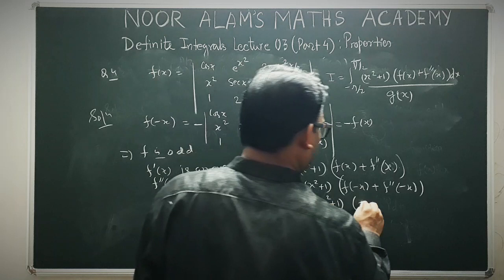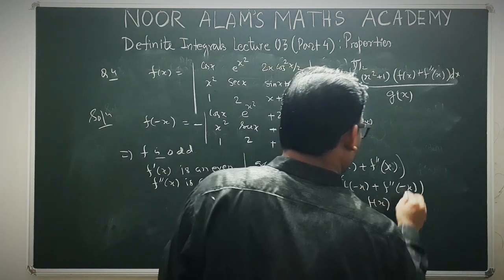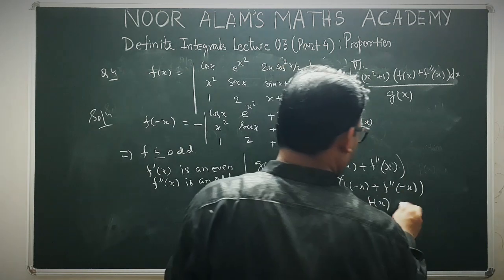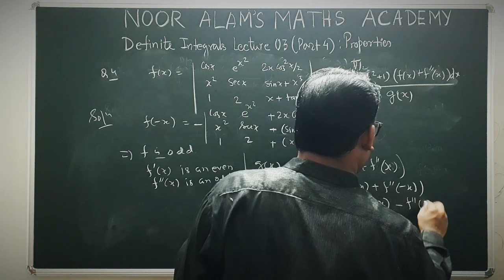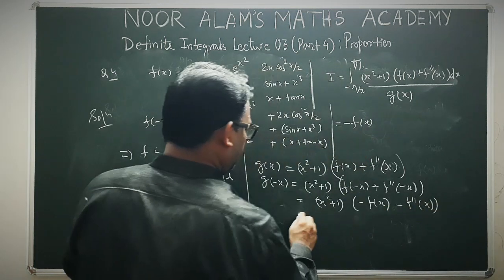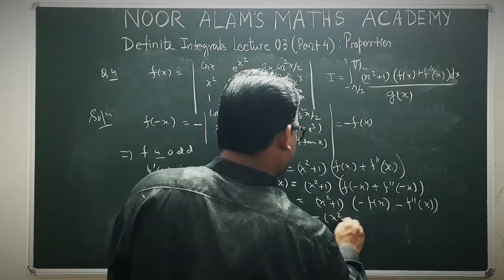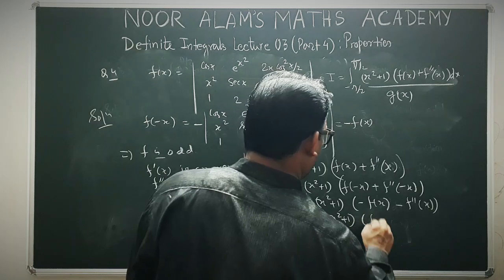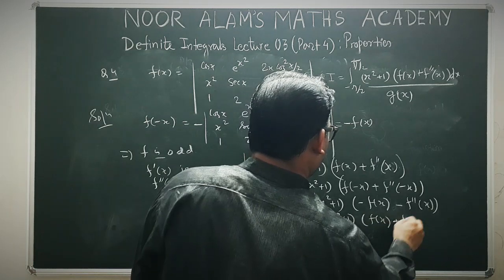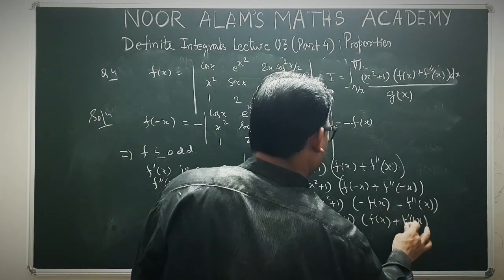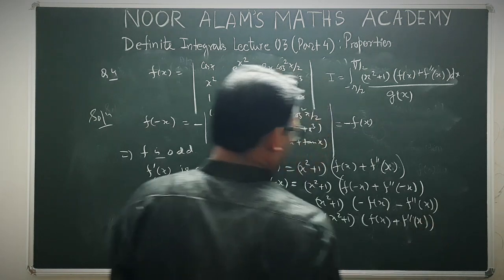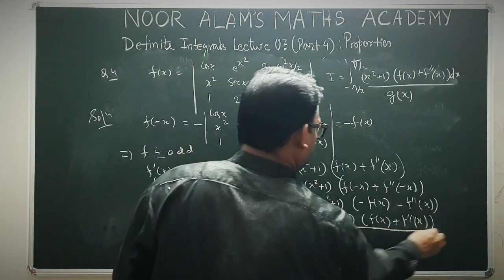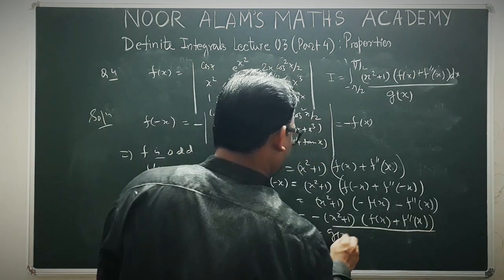Then one negative will be outside, f of x. Since f double dash is also odd, you get one negative sign, f double dash of x. So now take the negative outside, so it will be x square plus 1, then f of x plus f double dash of x. Okay, now what we see is that this is nothing but the g function, so therefore g of x.